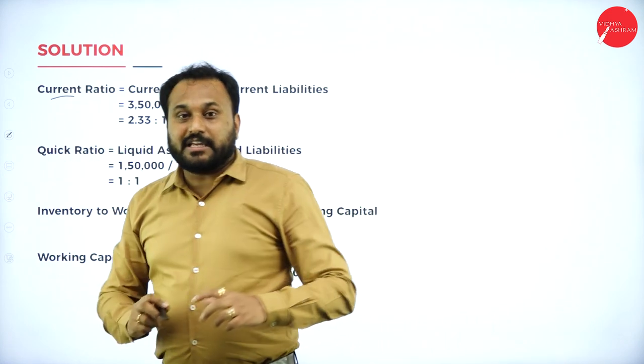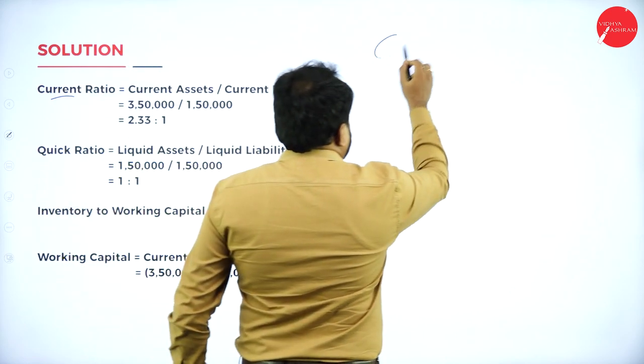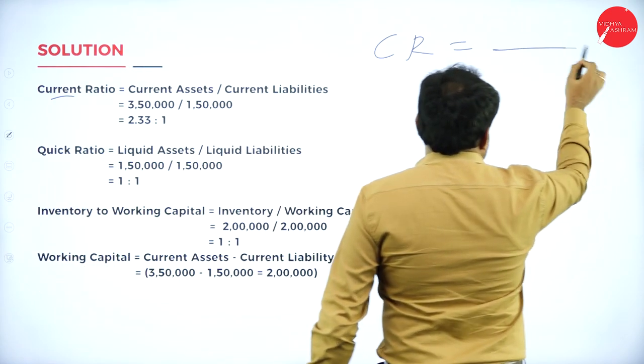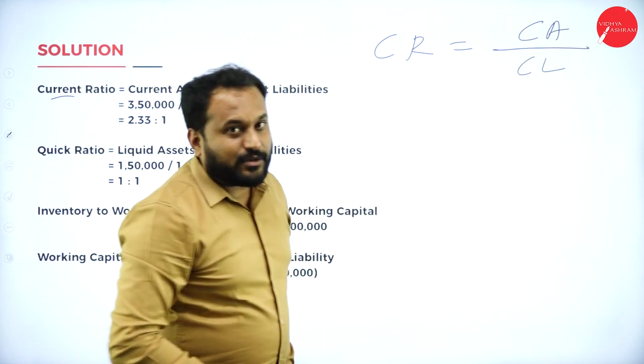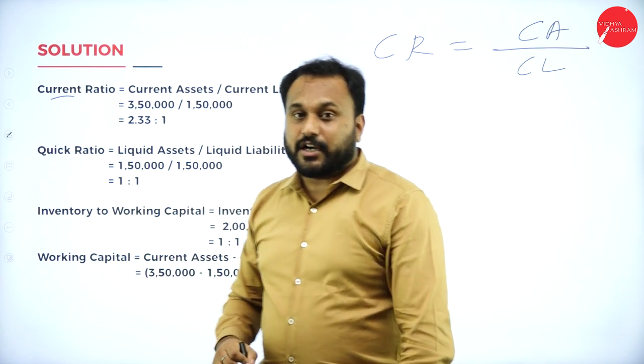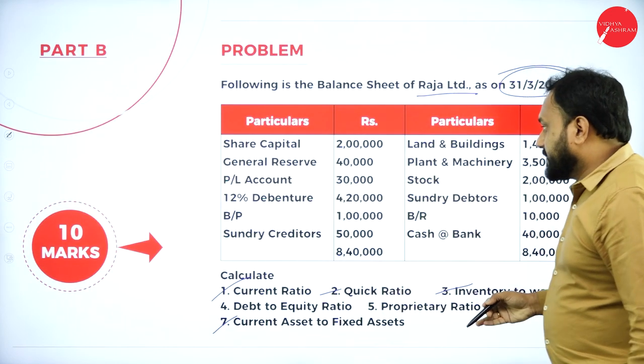Current. So something current it should be, right? So what is this current ratio in the sense? Current ratio is equal to current asset divided by current liability. So we need to understand what the current assets are here. When we go with current assets, these things are the assets here.